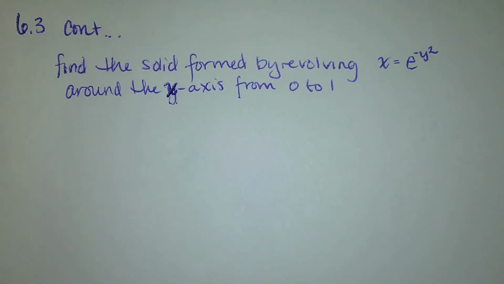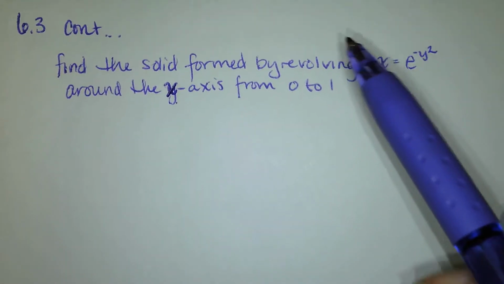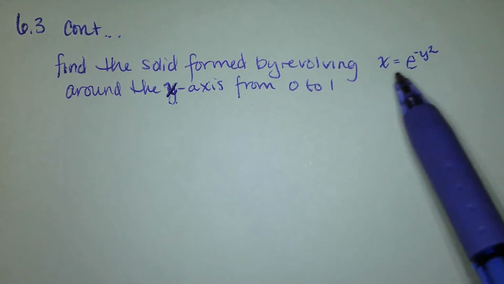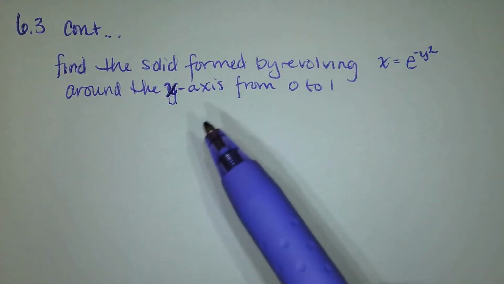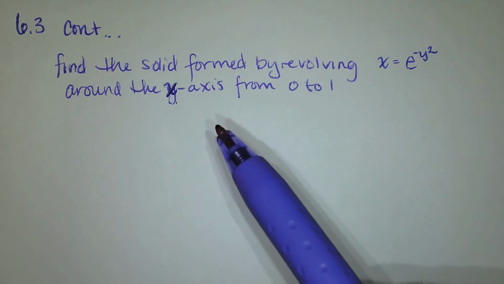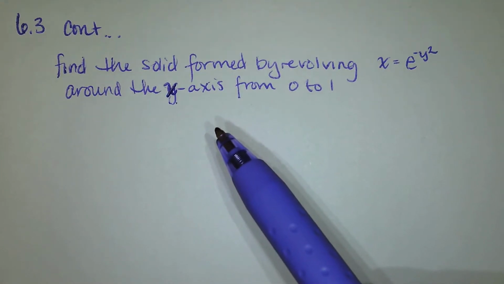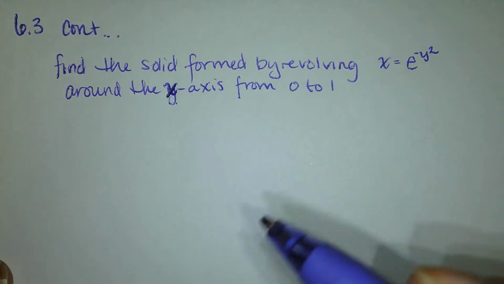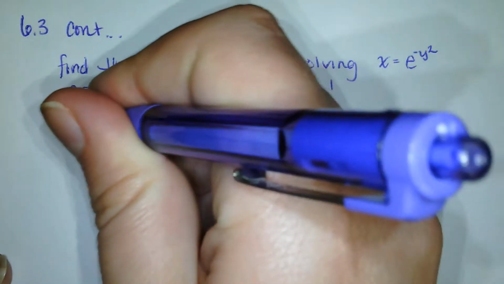Okay, so this is a perfect example, one where we would prefer the shell method because we're revolving around the x-axis and the function is written in terms of y, because it needs to be opposite. So if it was the other way, we would want to use a disk method. You want to use whichever method is going to be easiest for you.